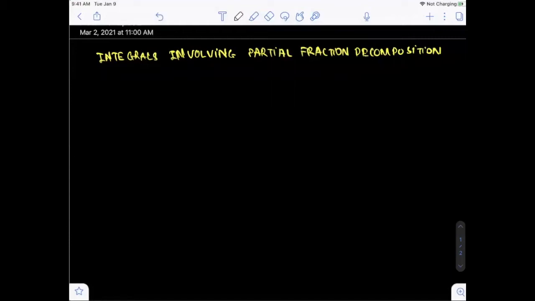Okay, so let's consider a few examples on the integral of this type of fractions. Let's consider the first one. Evaluate the following integral. You have the integral of x plus 4 divided by x squared plus x minus 2 dx.